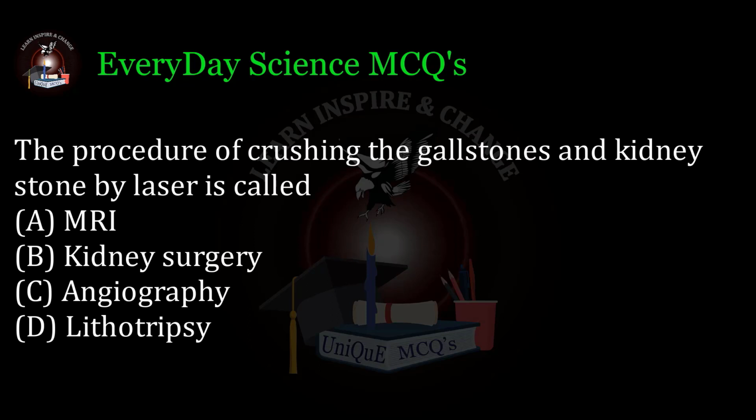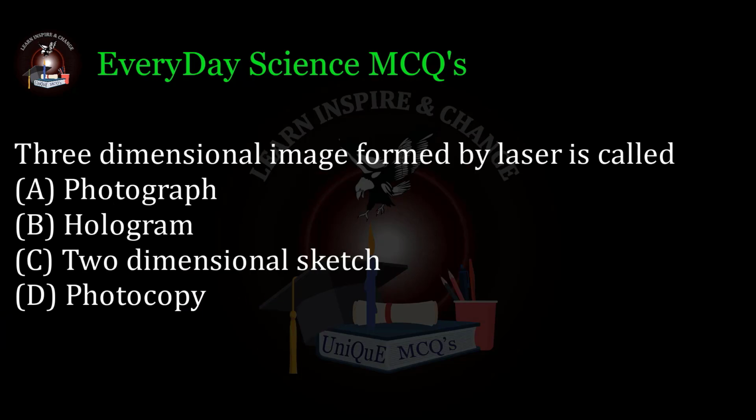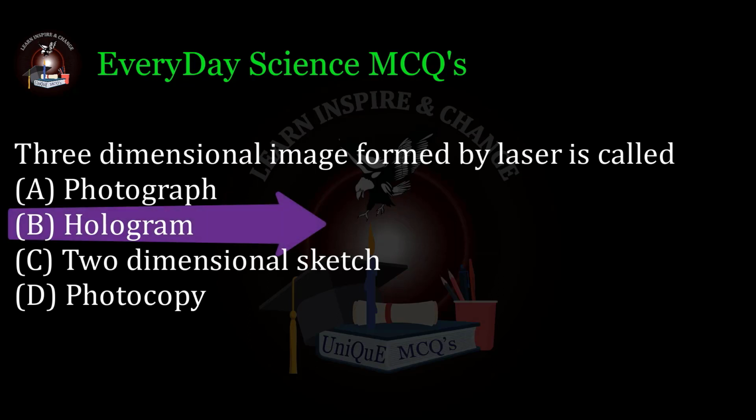A. MRI, B. Kidney surgery, C. Angiography, D. Lithotripsy. Correct answer D. Three-dimensional image formed by laser is called A. Photograph, B. Hologram, C. Two-dimensional sketch, D. Photocopy. Correct answer B.